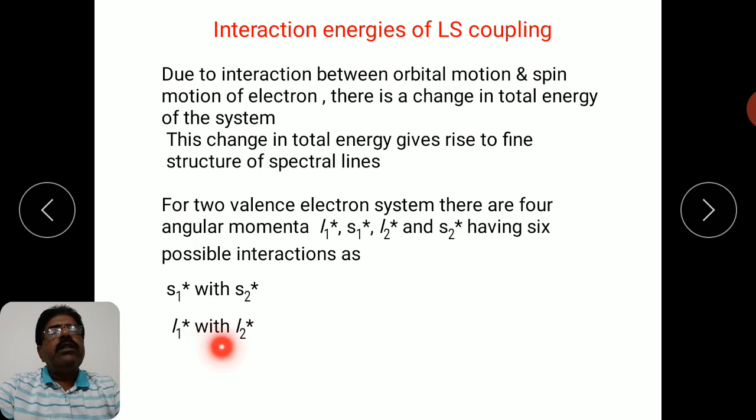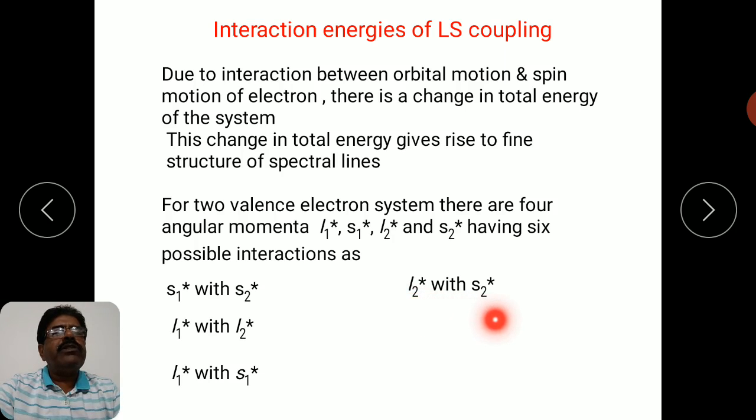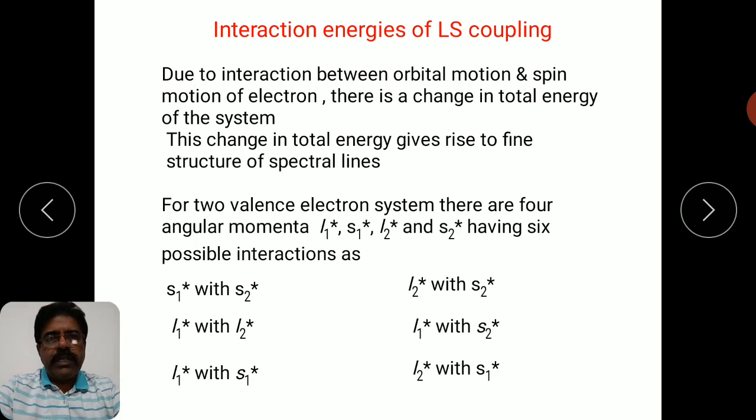Second, the orbital moment of the first electron interacts with the orbital moment of the second electron. Third, the orbital moment of the first electron interacts with the spin moment of the first electron. Next, the orbital moment of the second electron interacts with the spin moment of the second electron. Next, the orbital moment of the first electron interacts with the spin moment of the second electron. And the last one, the sixth interaction, the orbital moment of the second electron interacts with the spin moment of the first electron. So these are the six possible interactions.